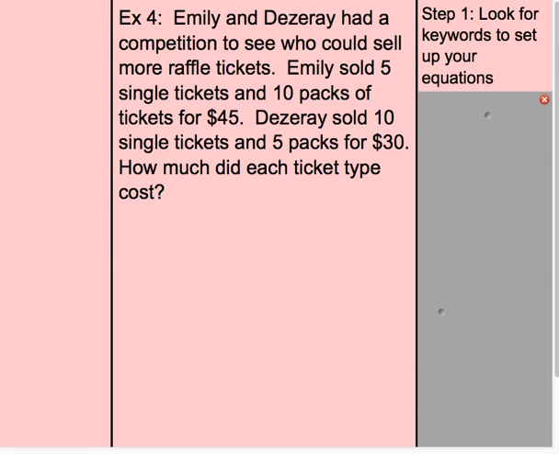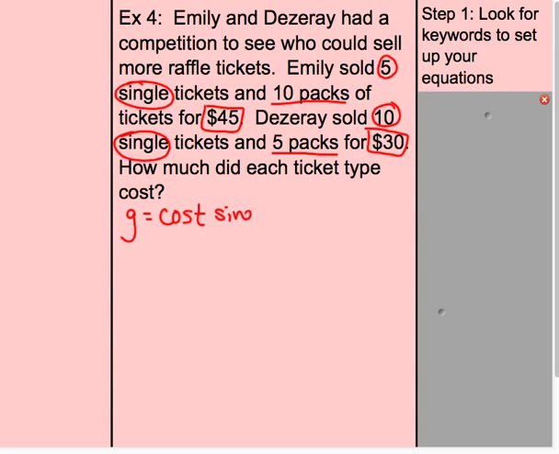Similar, you need to look for those keywords. So Emily and Desiree had a competition to see who could sell more raffle tickets. Emily sold 5 single tickets and 10 packs of tickets for $45. Desiree sold 10 single tickets and 5 packs for $30. So how much did each ticket type cost? So again, I'm not going to use S, I'll use G for single. So G is the cost of single tickets. And for the packs, we'll use P, cost for the packs.